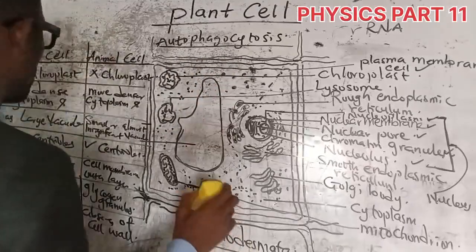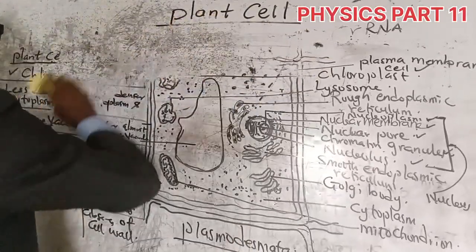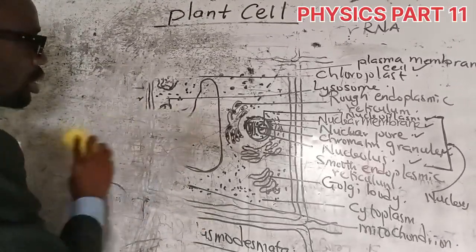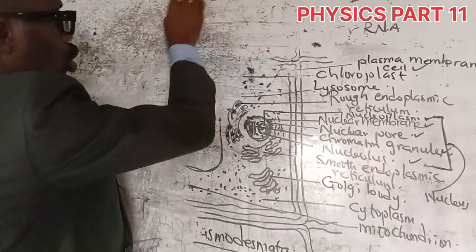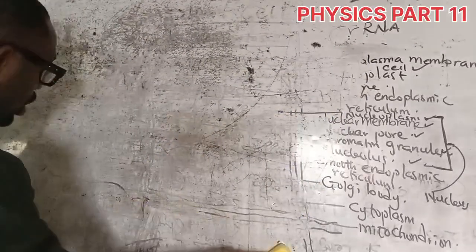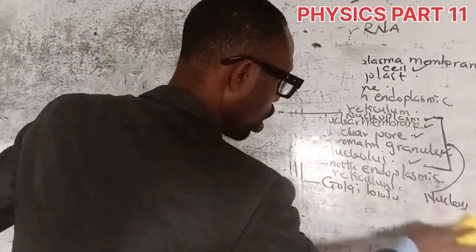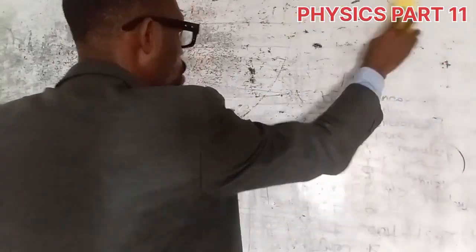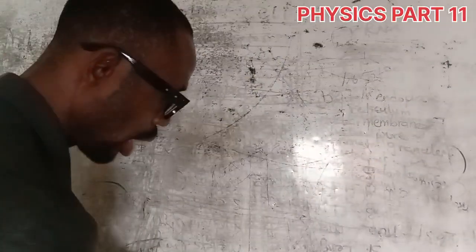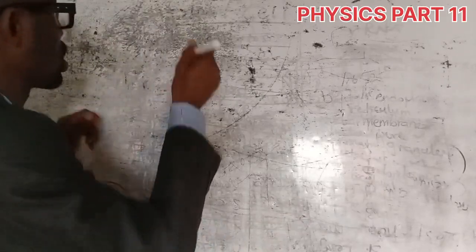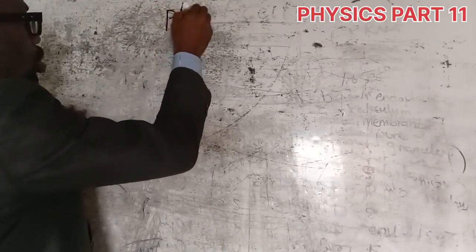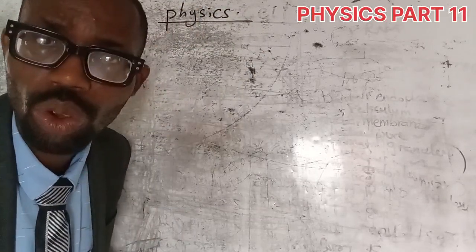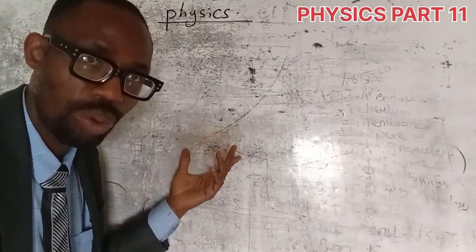Now in physics, we've been discussing dimensional homogeneity, and I was doing some calculations on how to apply it. So we are going to continue from where we stopped. Watch the previous video that talked about dimensional homogeneity and the example we gave.